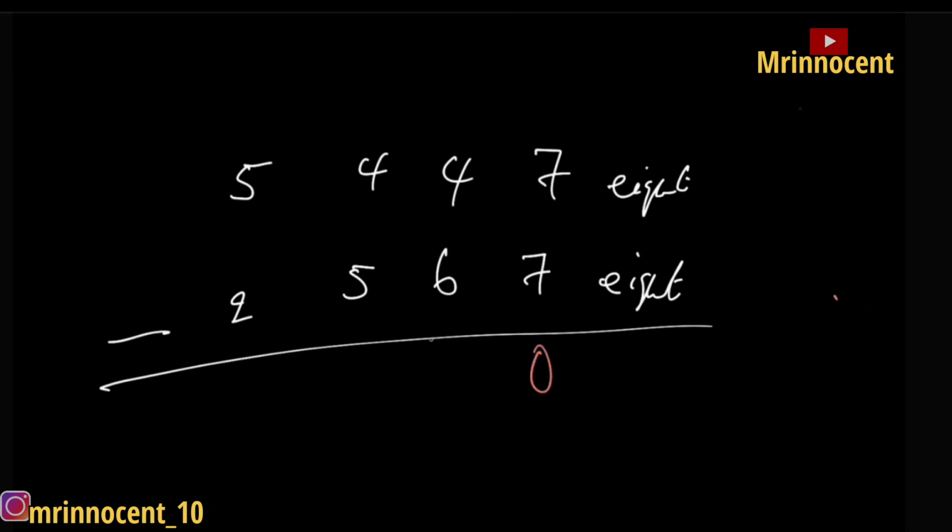4 minus 6, cannot, so borrow 1 here, call it 8. 8 plus 4 is 12. 12 minus 6 is 6. So I remain 3. 3 minus 5, cannot, so borrow 1 here, call it 8. 8 plus 3 is 11. 11 minus 5 is 6. This one remains 4.